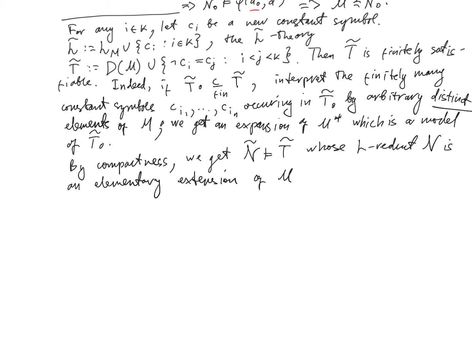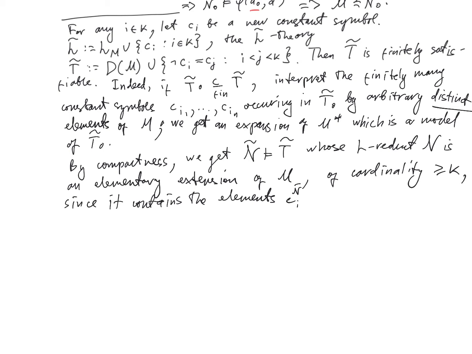because in particular N tilde is a model of the complete diagram of M, and moreover we have that the cardinality of N tilde is at least kappa, since it contains the elements c_i, the interpretations of the constant c_i in N tilde for all i in kappa, and the interpretations of these constants have to be pairwise distinct. This is explicitly stated by the axioms contained in T tilde, and N tilde is a model of T tilde. So this gives us a model of size at least kappa, and hence by the earlier discussion we can find an elementary extension of M of size exactly kappa.